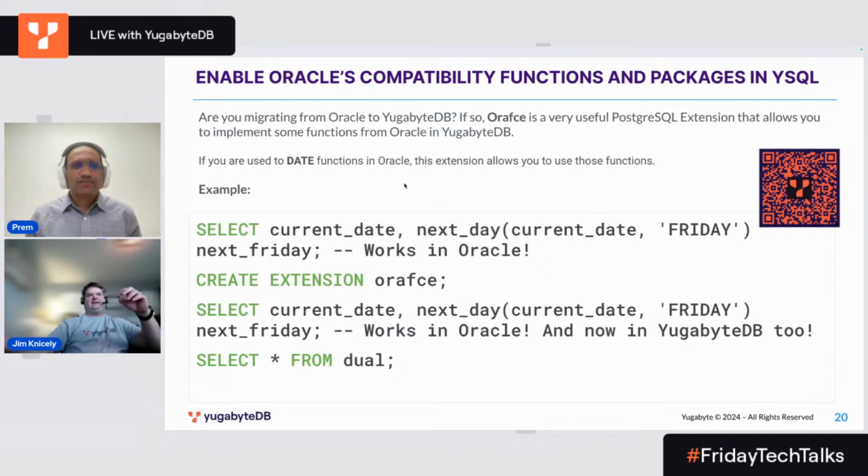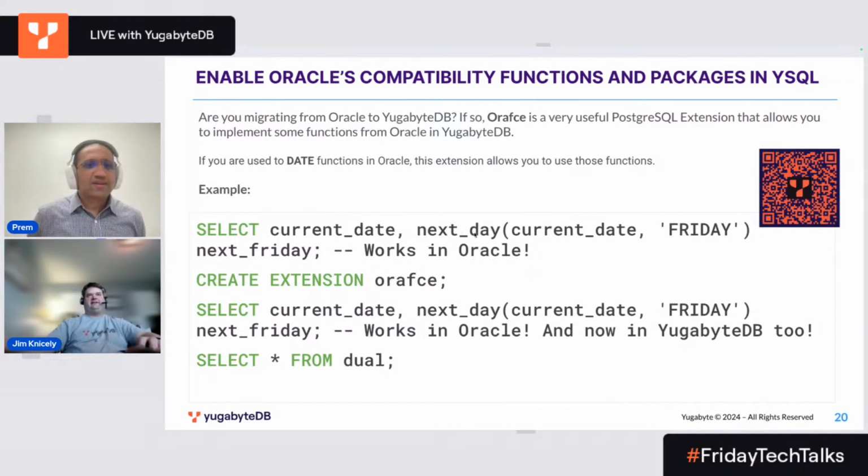So I was a big Oracle guy, right? So when I came over to start using Postgres and Yugabyte, it was a little bit hard because it didn't have a lot of the functions that are in Oracle. But there's a cool extension called Orafce that you can install. Once you install it, it gives you access to Oracle functions.